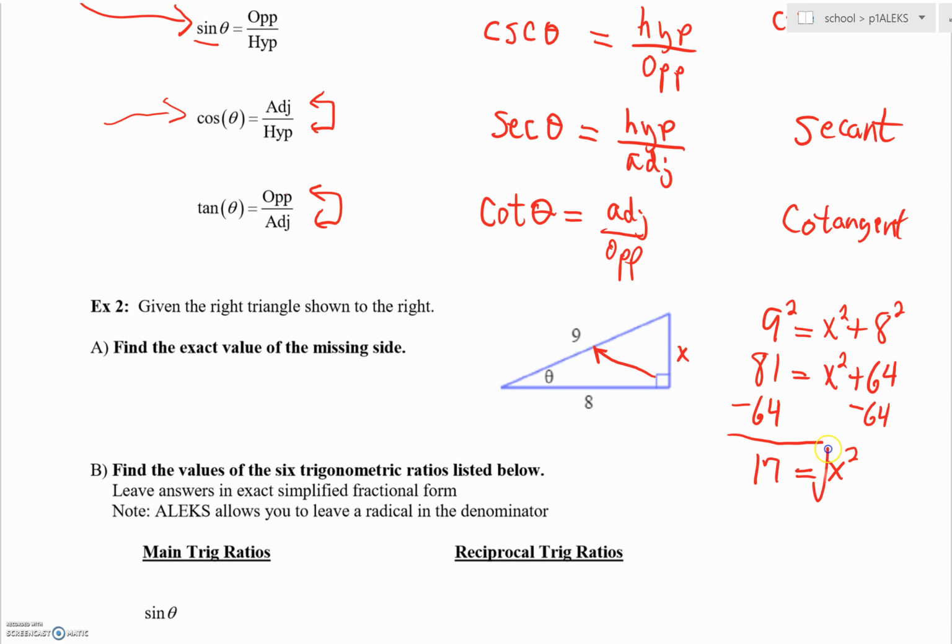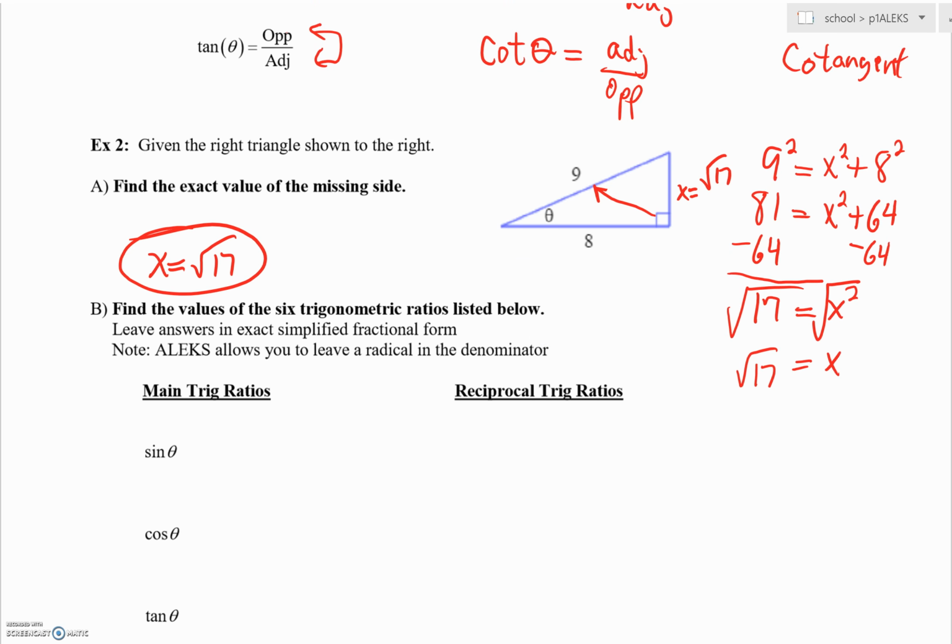The square root of 17 was a decimal. So we're not going to have a decimal here. We're just going to write radical 17 as our missing side. So that's really what we have for part A. But for part B, they want us to actually write out all of the trig ratios. And there's 6 of them.